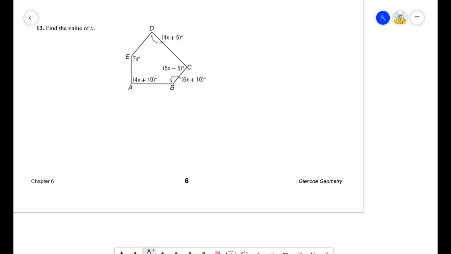So let's see how many sides we have. We have 1, 2, 3, 4, 5. So that means the sum of the angles of this polygon should add up to, and when we had triangles, they would just add up to 180. Well, this is a pentagon, so this is going to be 5 minus 2 times 180, or 3 times 180. Okay, we need that to start.